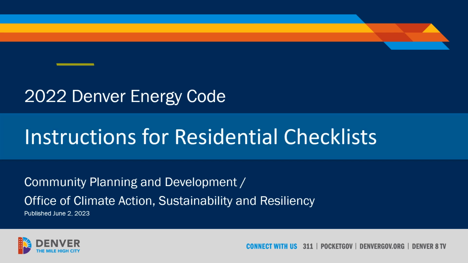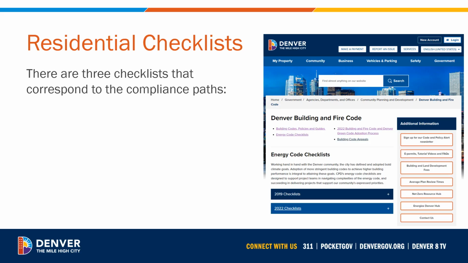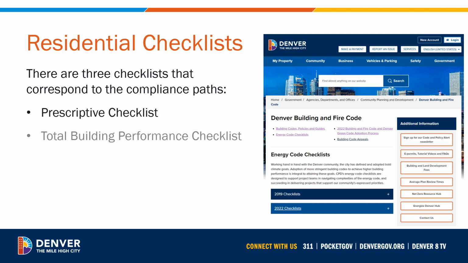Hello! This video will provide instructions on how to successfully complete and submit the 2022 Denver Energy Code checklist for residential projects. This overview was developed in conjunction with Community Planning and Development and the Office of Climate Action, Sustainability, and Resiliency. The 2022 Denver Energy Code offers 3 compliance options for residential project teams to choose from: Prescriptive, Total Building Performance, and Energy Rating Index, or ERI.